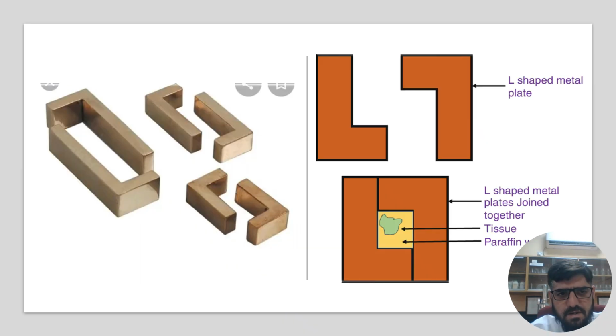This figure depicts various sizes of the Leuckart mold and how the tissue is placed and embedded in the Leuckart mold.